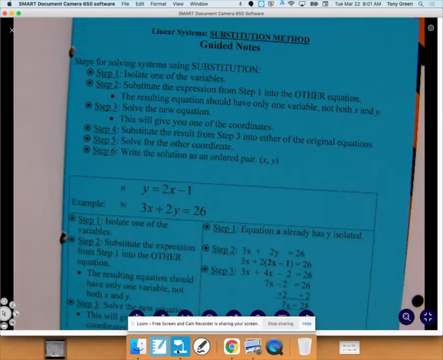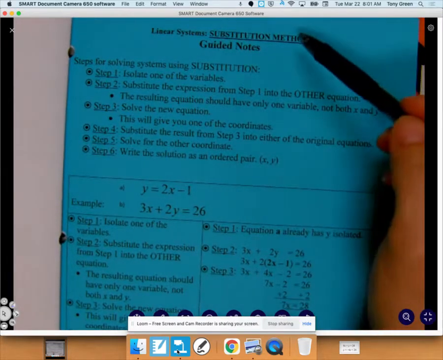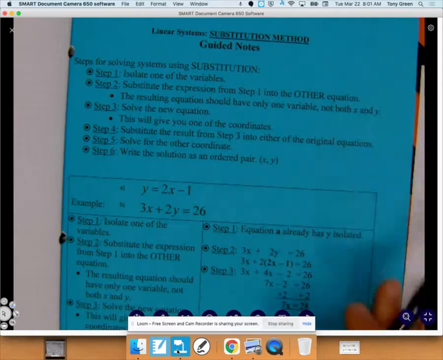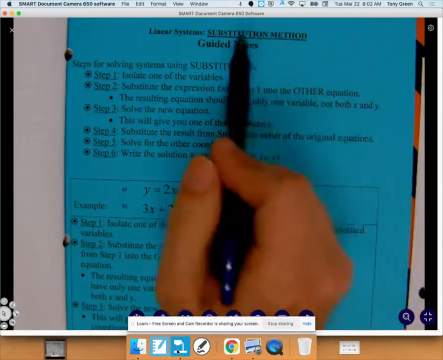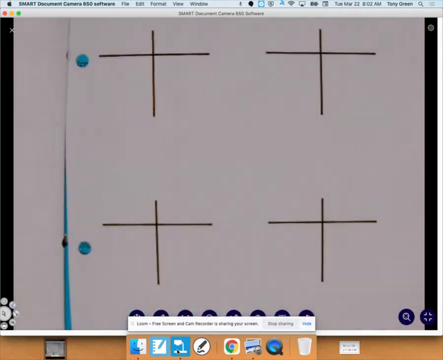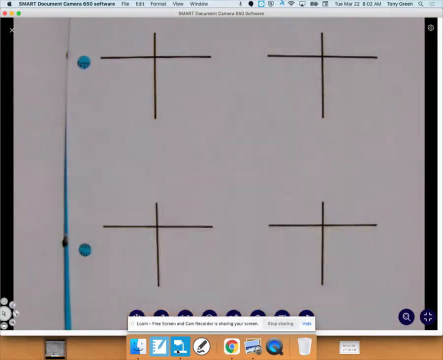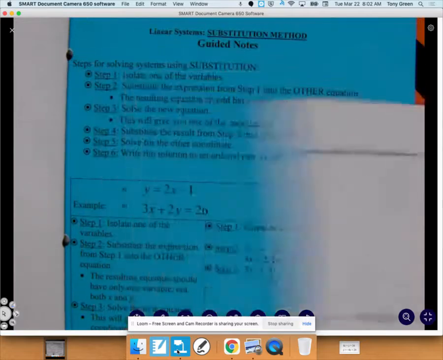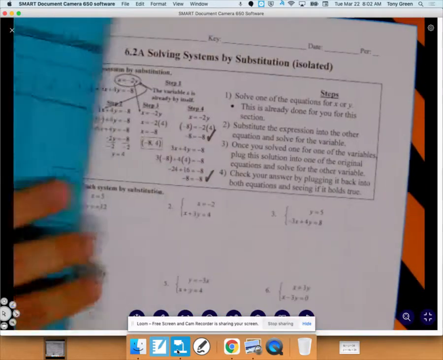Okay, so you're going to need to be on the substitution method page in your blue packet. It's substitution method at the very top, the second blue page. You're also going to need this page of graphic organizers. Turn the page and let's look at the practice problems.